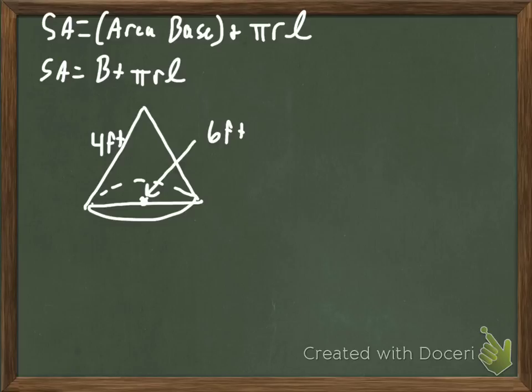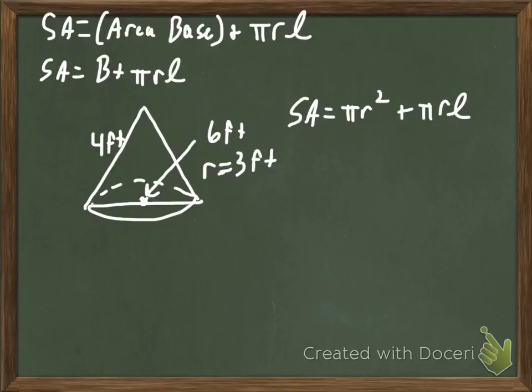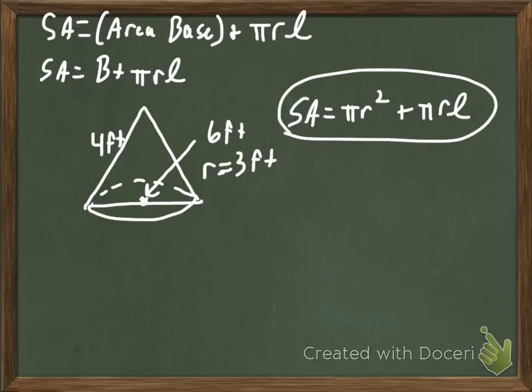So here I'm going to go ahead and do an example with you. I have a cone, slant height of 4 feet, and a diameter of 6 feet. So if the diameter is 6 feet, that means that the radius will be 3 feet. So let's write that there so I don't forget. So surface area equals, now if you recall, the area of a circle is pi r squared. So we have surface area equals pi r squared plus pi times radius times slant height. You could actually copy this down in your notes as your cone surface area formula.